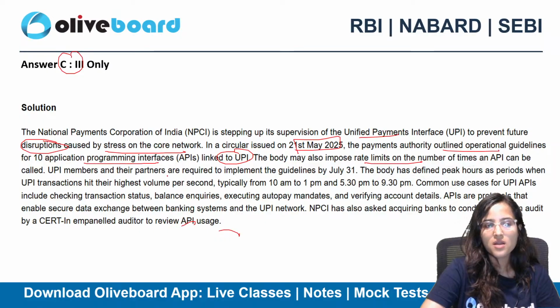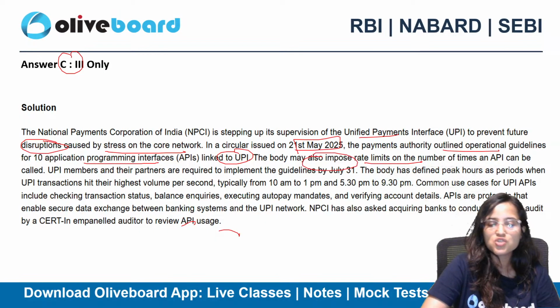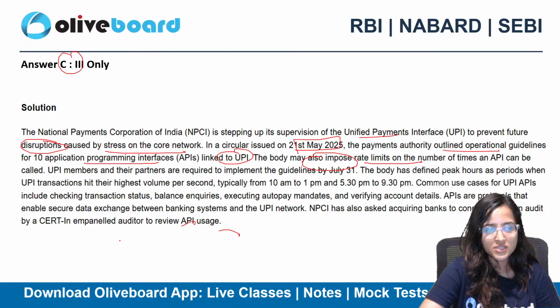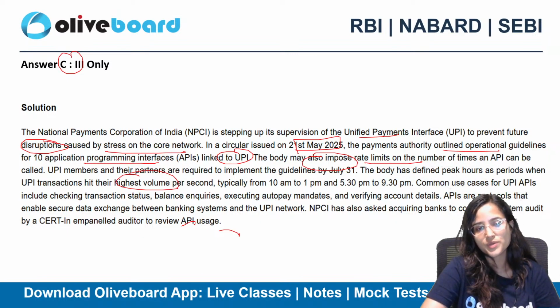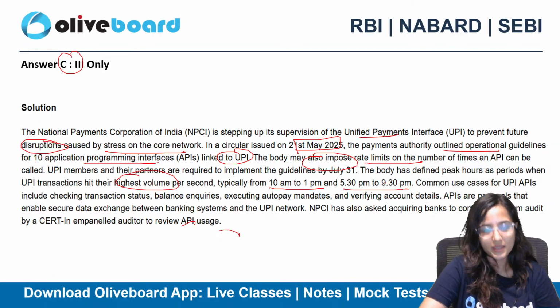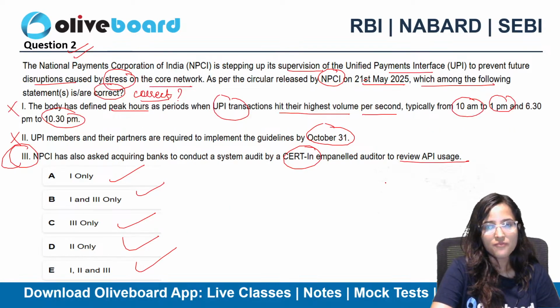UPI members and their partners are required to implement the guidelines by July 31. The body has defined peak hours as periods when UPI transactions hit their highest volume per second, typically from 10 a.m. to 1 p.m. and 5:30 to 9:30 p.m. So these timings have been written wrong.